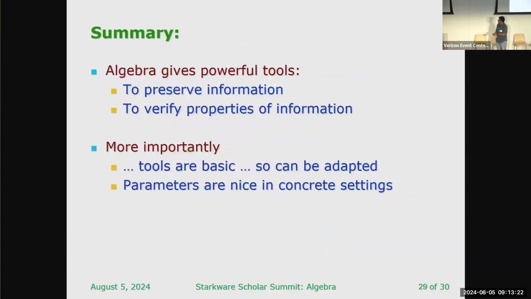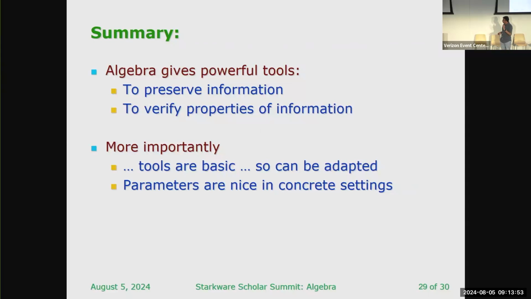All right, so to summarize, algebra is giving us very powerful tools. It's not just to preserve information, but to also verify properties of information. The fact that it's good for expressing information, Reed-Solomon codes existed from 1958. The fact that they could be corrected algorithmically, I think, was known in the 1960s, and then forgotten in the 70s and 80s and had to be rediscovered in the 90s, and now we really are on top of it.